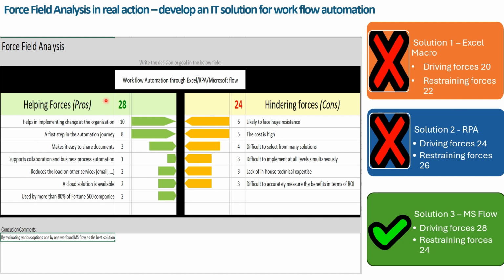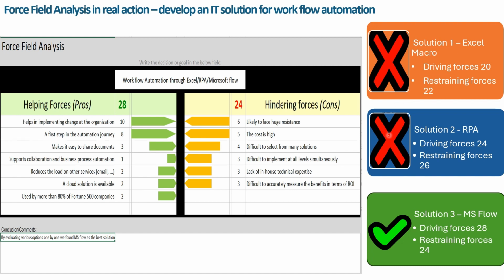In the current case study, we evaluated three options. Number one, Excel Macro, Robotic Process Automation or RPA, and Microsoft Flow. On evaluation of Excel Macro, on the basis of various technologies, ease of development, maintenance, and also long-term sustainability, we identified the driving forces score as 20, whereas the restraining forces score was 22. Since negative and restraining forces are more, we won't go with this solution.